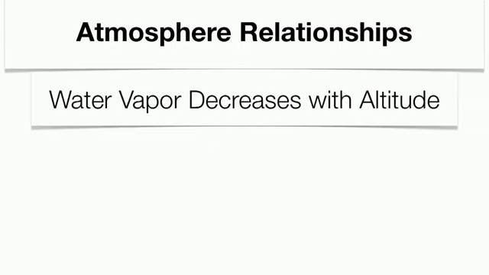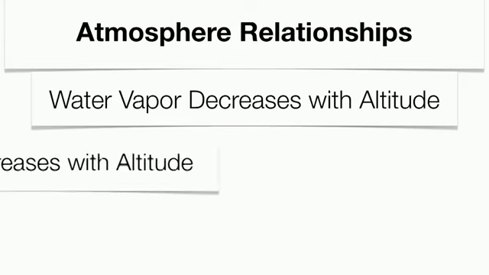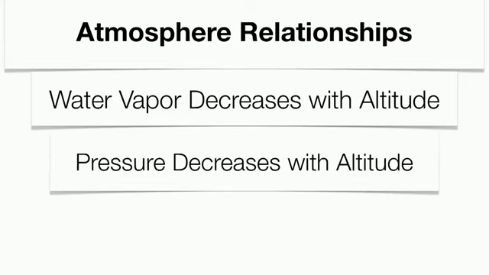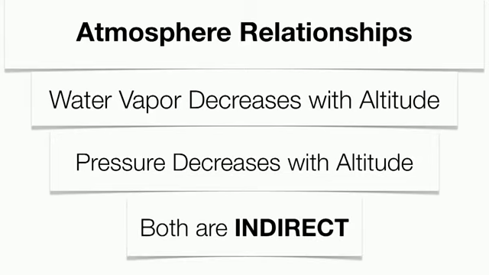Now, you do have a couple atmospheric relationships with the increase in altitude above the surface. So water vapor, because water vapor is solely concentrated for the most part in the troposphere, as you increase your altitude, as you go up in the atmosphere, water vapor content is going to decrease. Because your greatest pressure is going to be at sea level in the troposphere, as you increase your altitude, your pressure decreases. Both of those are what we call indirect relationships. So very important to understand those. Again, those relationships are all found in your reference table.